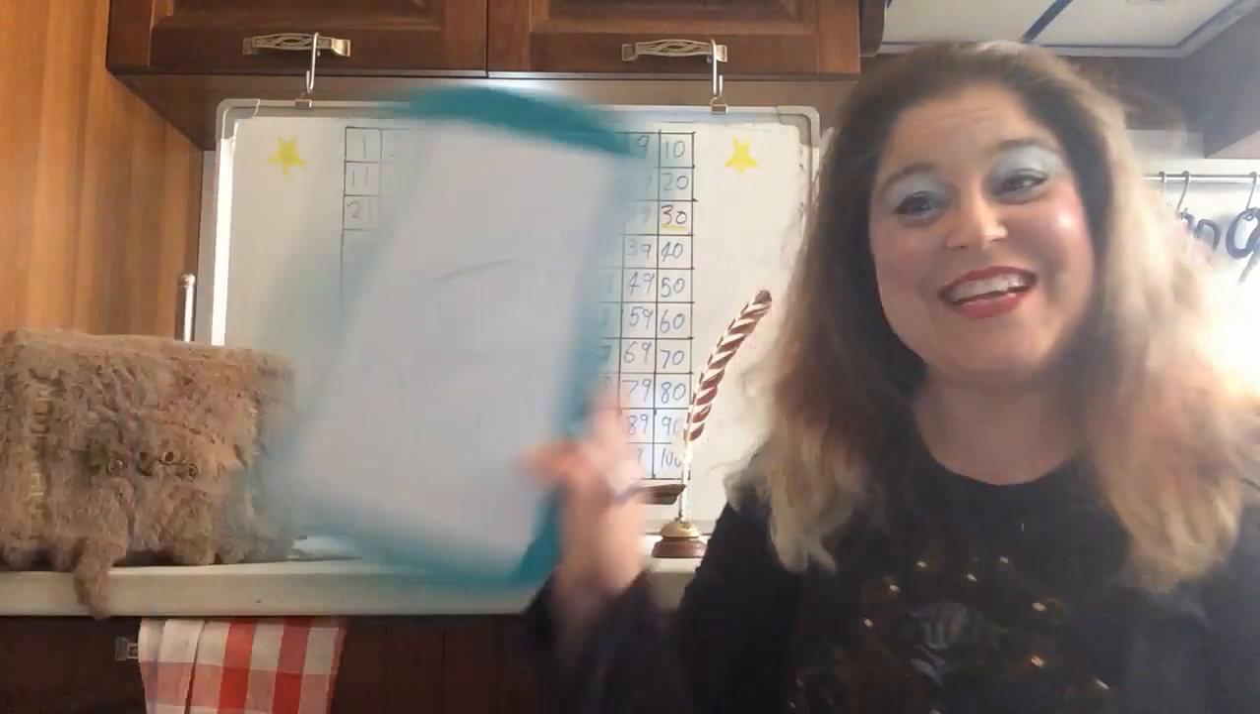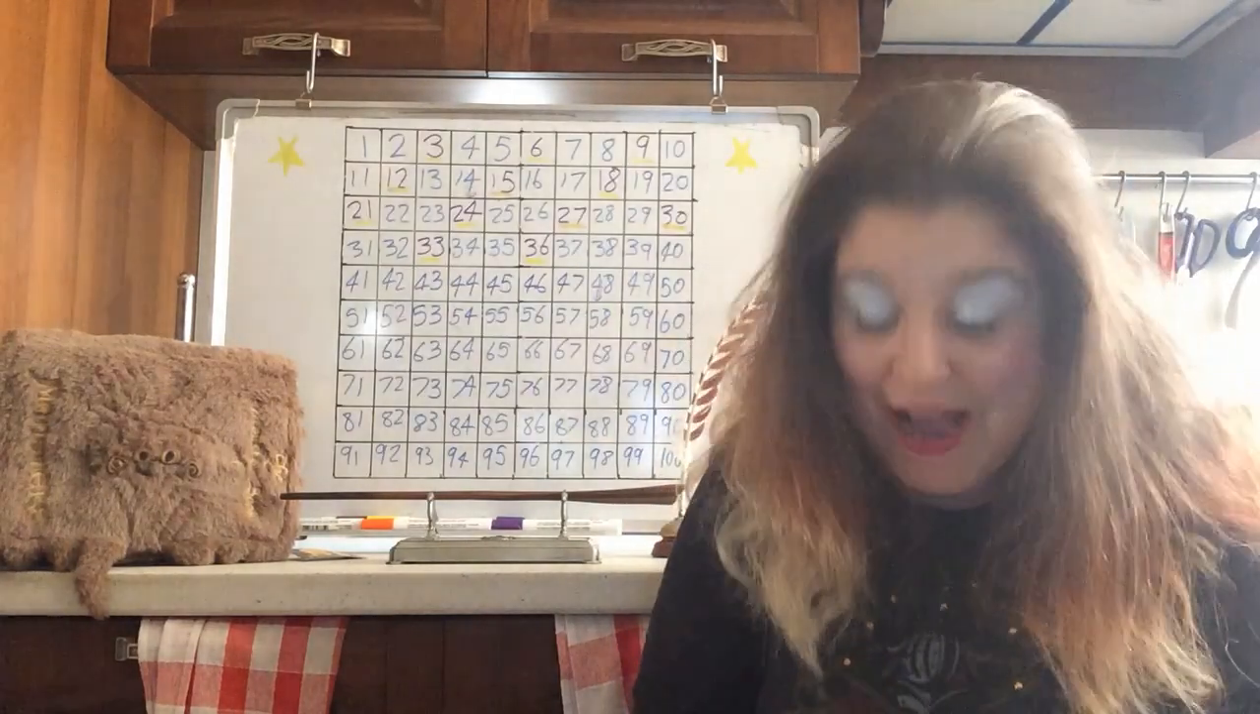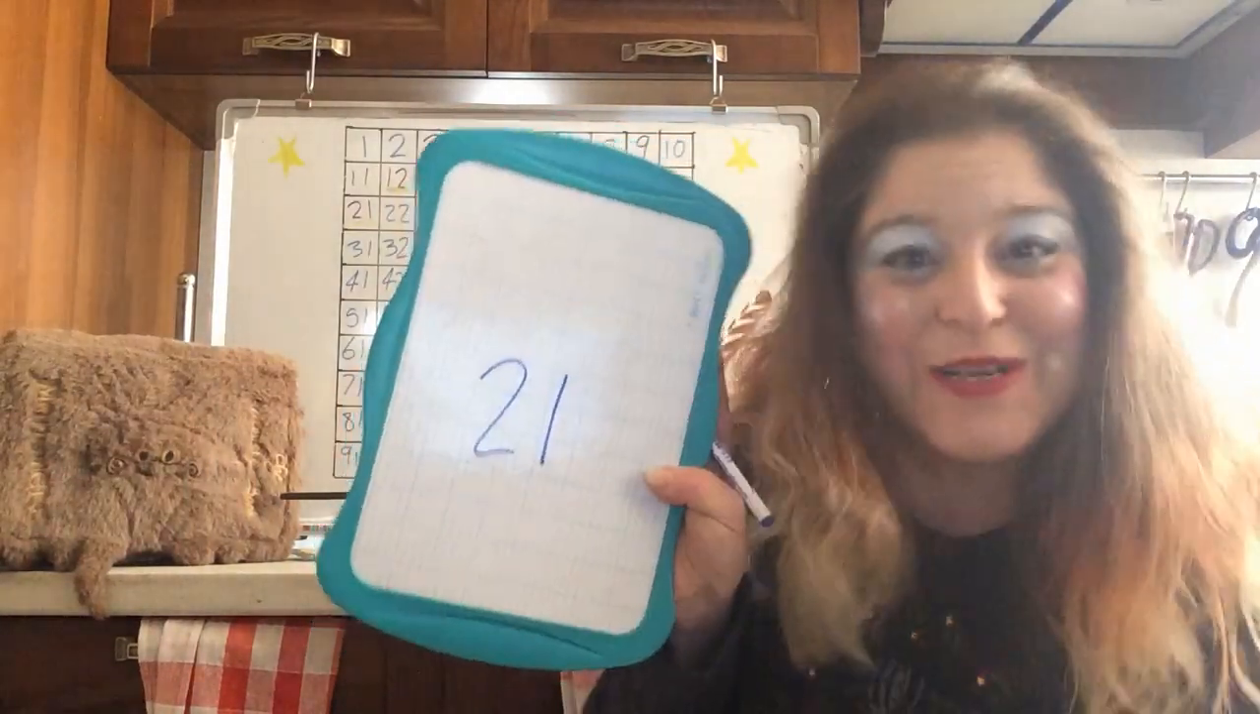Very good. The answer is 12. Ready for the next one? Okay, here we go. If you are counting in multiples of 3, but this time you're counting backwards in multiples of 3, what number would come after 21? Oh, that one was a bit harder, wasn't it? But I think you got it. Show me. Wow, good job! If you're counting backwards, 21 comes after 24.